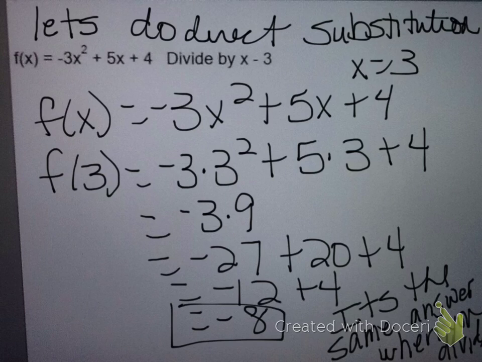So it's the same answer that we got when we did the synthetic division. Our remainder was the exact same answer as when we plug in 3. So there's two methods to find out what your y is, or your f of x is. You can do what's called the synthetic substitution or the direct substitution.